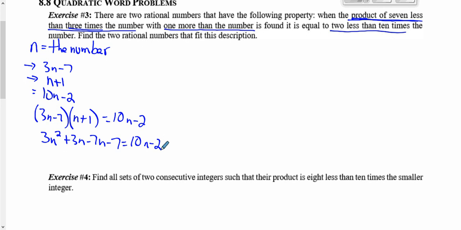Now, let's combine like terms over here first. Right? 3n squared, what? Minus 4n. Minus 4n minus 7 equals 10n minus 2. So do we have an n squared and an n term? Yeah. What does it have to equal? After that equal sign, is there a 0? No. Okay, it does not, right.